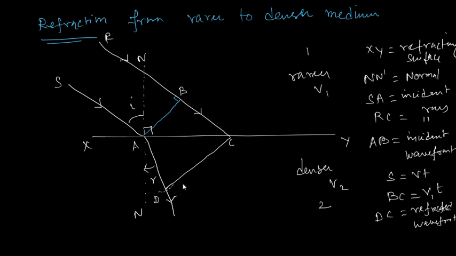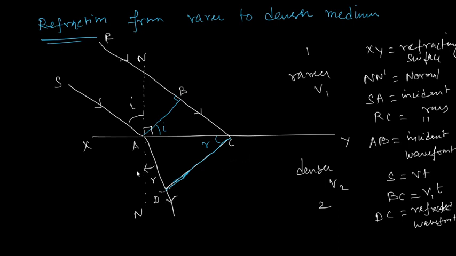So AB is the incident wavefront, and DC is the refracted wavefront. Now if this is r, this is also r. Okay, and this is i, this is r, and this is also i, because we have the two triangles here, ADC and ABC. We already know this is a rarer medium, this is a denser medium. AB is the incident wavefront, DC is the refracted wavefront. Are you able to follow?